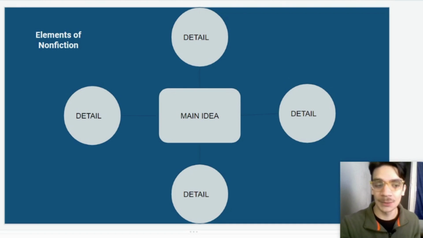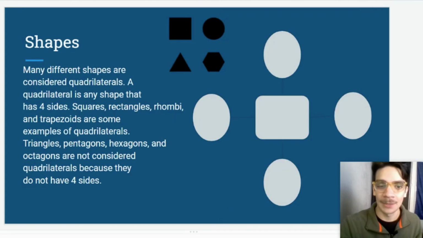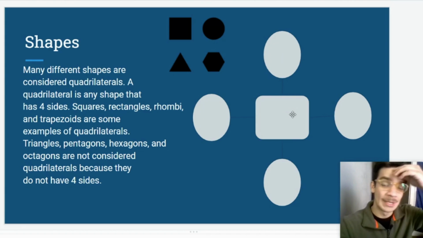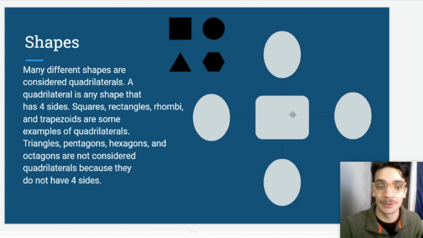So the first text we're going to look at is about shapes. That's the title of it, right? So I already have an idea that the main idea is going to be about shapes, maybe some specific shape, but let's read and find out. So feel free to follow along with me.